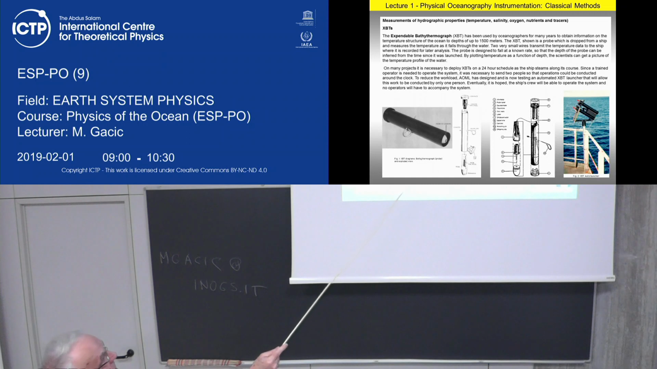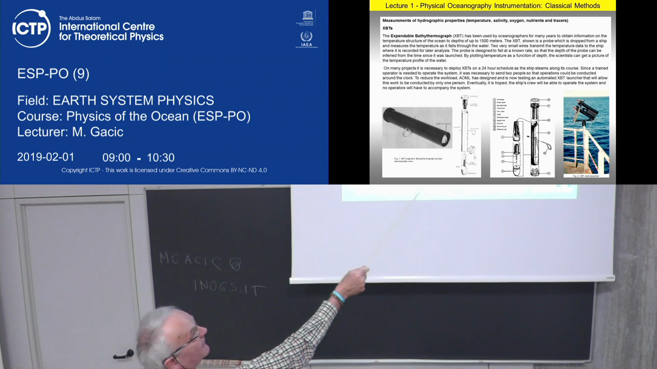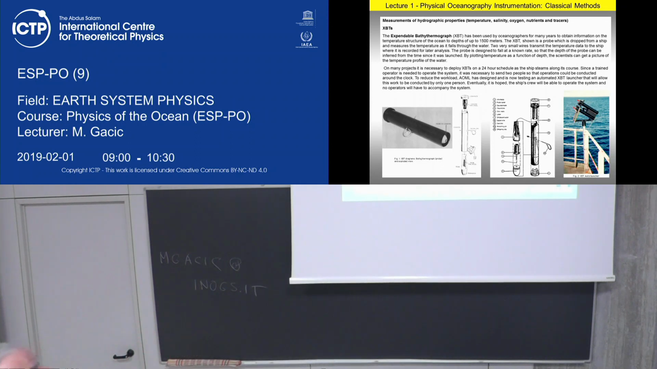This is a probe which is dropped from a ship and measures the temperature as it falls through the water. It simply falls, a free fall of this probe, and two very small wires transmit the temperature data to the ship. So there is a very thin wire which transmits the signal from this probe. The probe is designed to fall at a known rate. It is 1 meter per second.